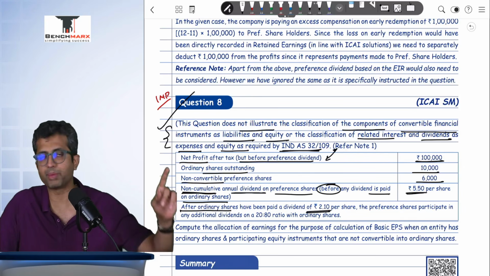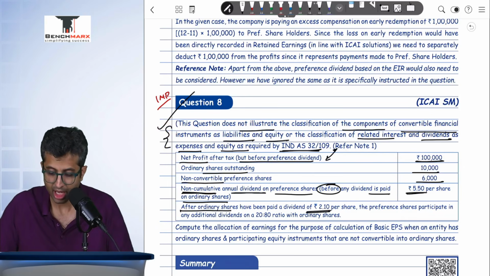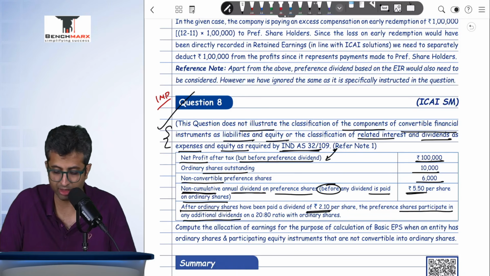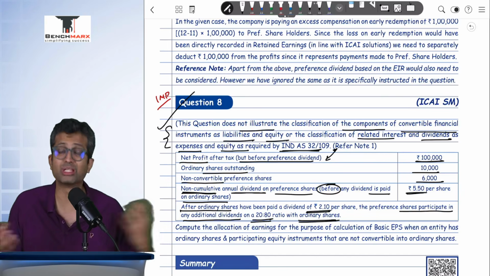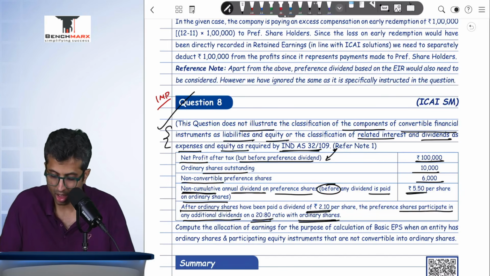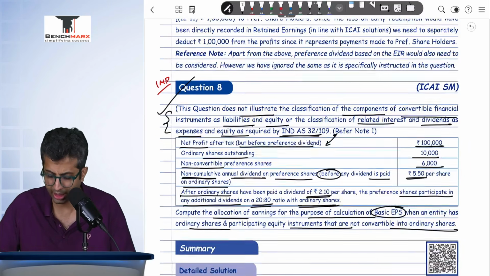Achha, when will they be paid a dividend of 2.1? After the preference shares have been given 5.5. Once they have been given 2.1, the preference shares participate in any additional dividend on a 20:80 ratio with the ordinary shares. So if the ordinary shares get 80, preference shares will get 20. Compute the allocation of earnings for the purpose of calculation of basic EPS when an entity has ordinary shares and participating preference shares which are not convertible into the ordinary shares.